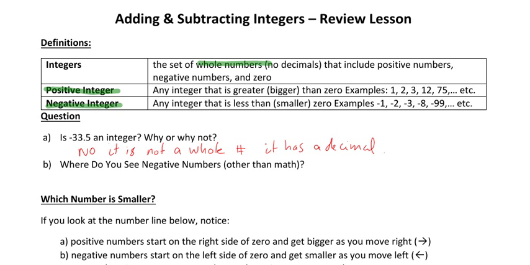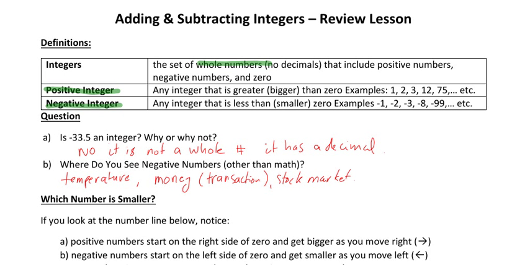So other than in math, where do you see negative numbers? They don't have to be integers. In general, where do you see negative numbers? Temperatures, right? We're used to it right now in this weather. Transactions, that's right. In money, right? Stock market, right? Where else?